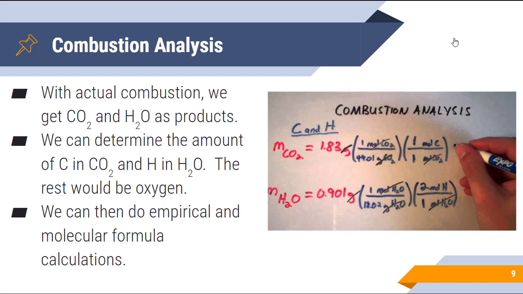For hydrogen, though, it's a little bit different. There are 2 moles of hydrogen for every 1 mole of water, so we have to do a little bit more math with that. And then we can do a little bit of extra work to figure out what oxygen is left over. All right? So let's go through, let's do some math, and figure out where to go from there.